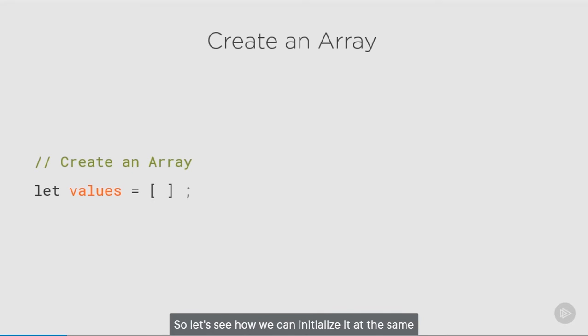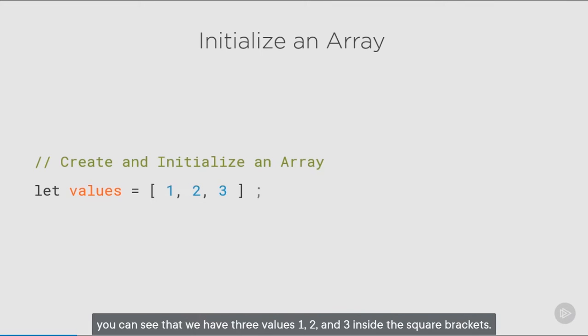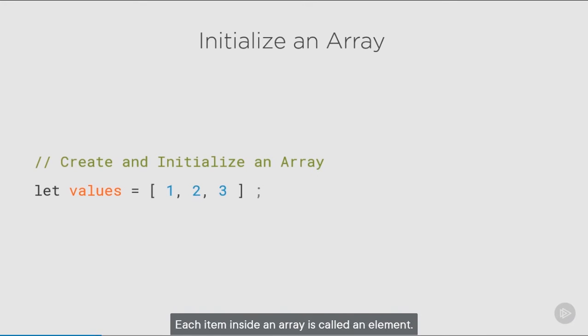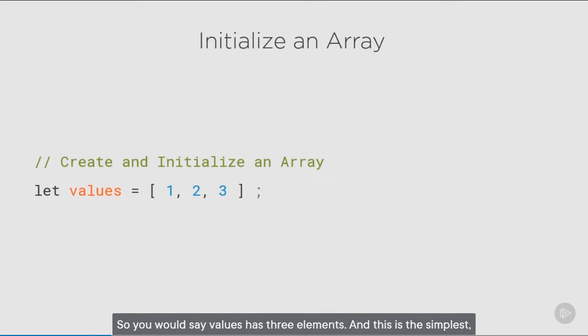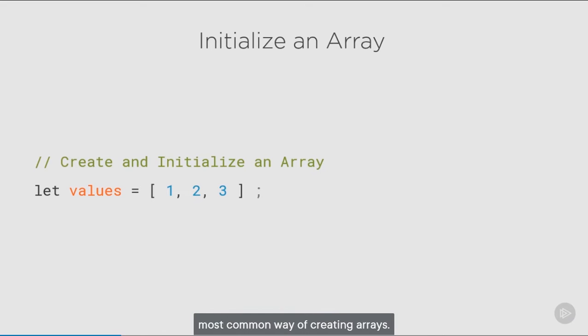So let's see how we can initialize it at the same time we create it. In this example, you can see that we have three values, 1, 2, and 3, inside the square brackets. So now we're creating and initializing the array to these three values. Each item inside an array is called an element. So you would say values has 3 elements. And this is the simplest, most common way of creating arrays, but you can also create it with some code. Let's see the next example.